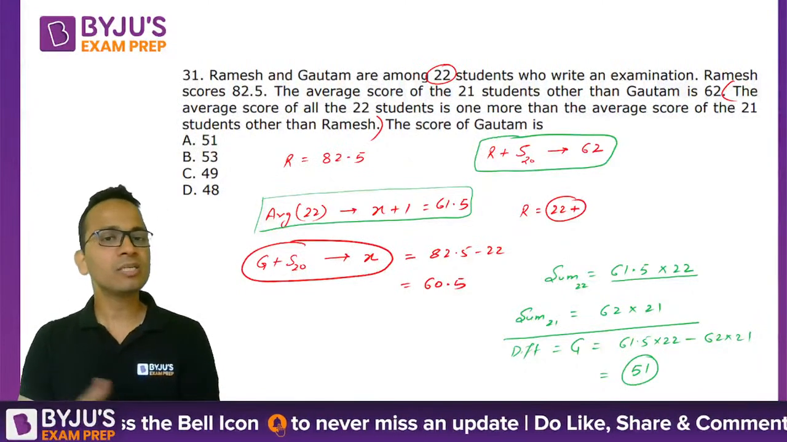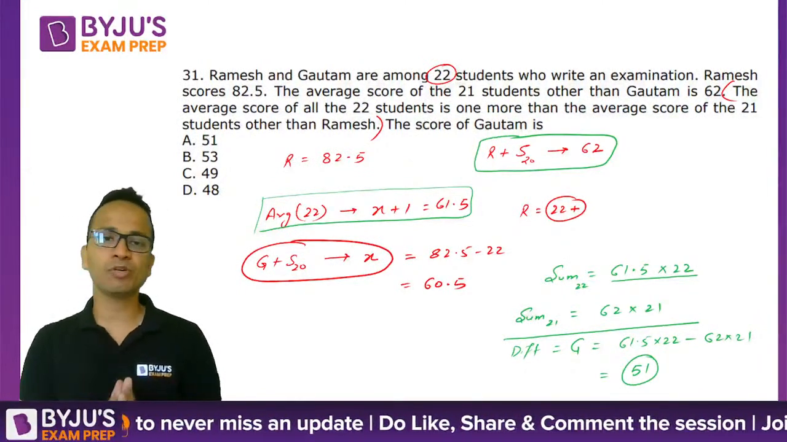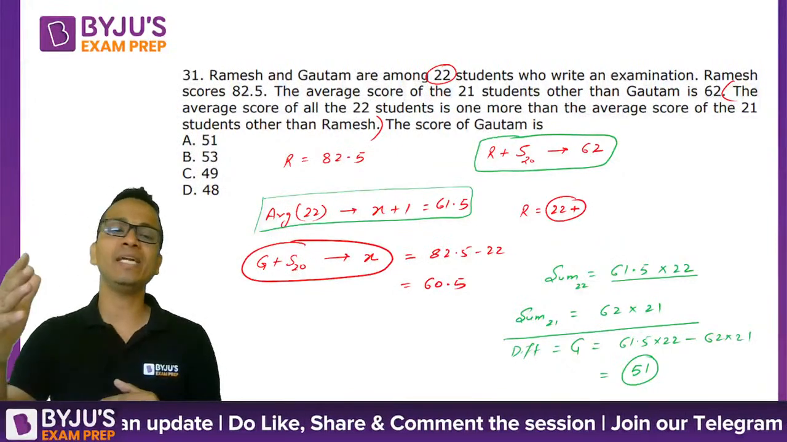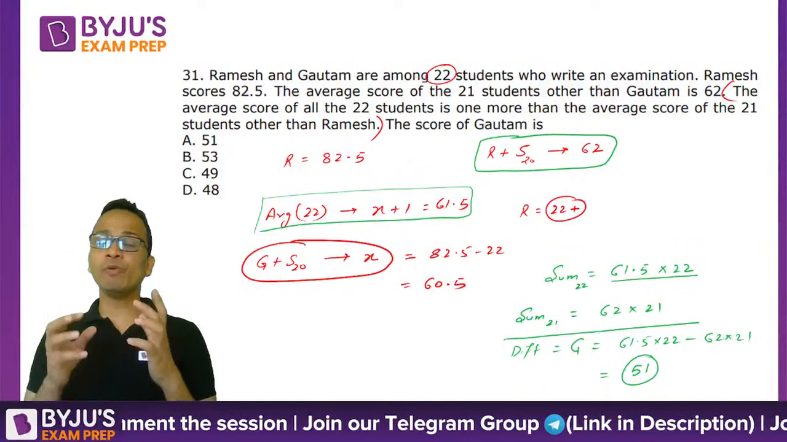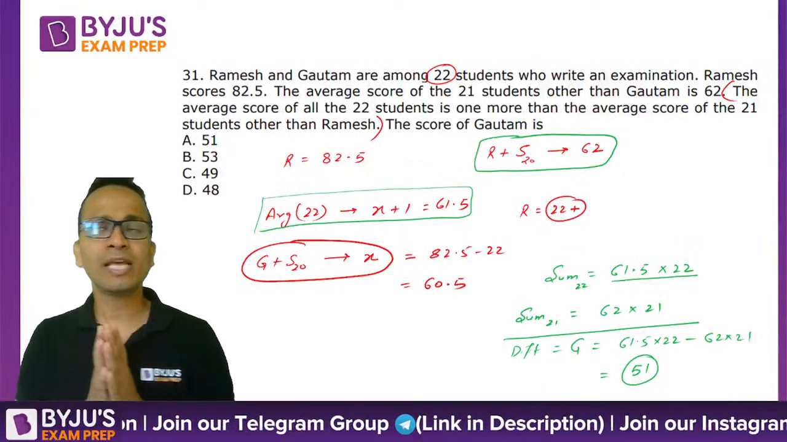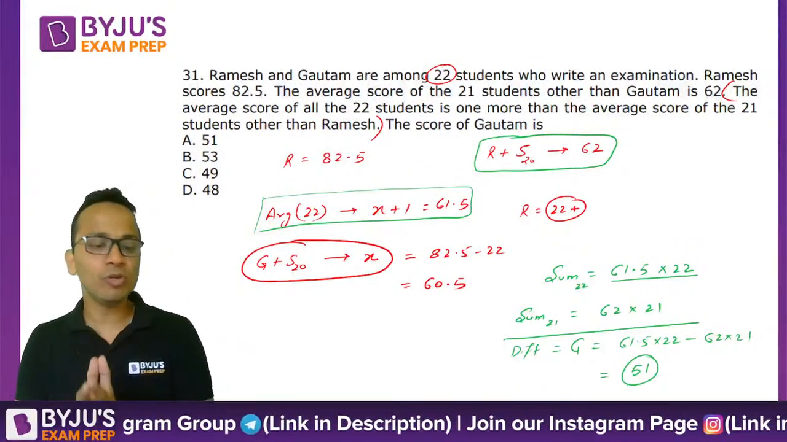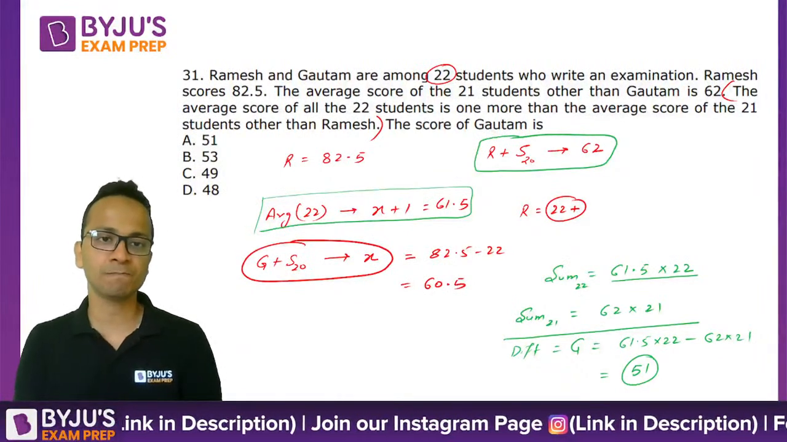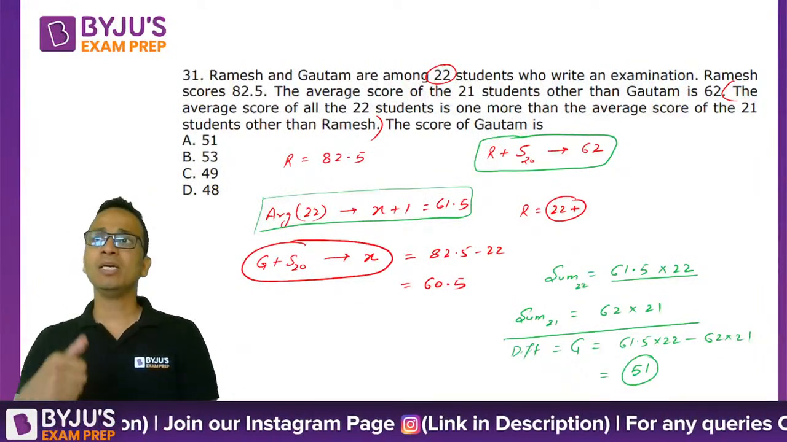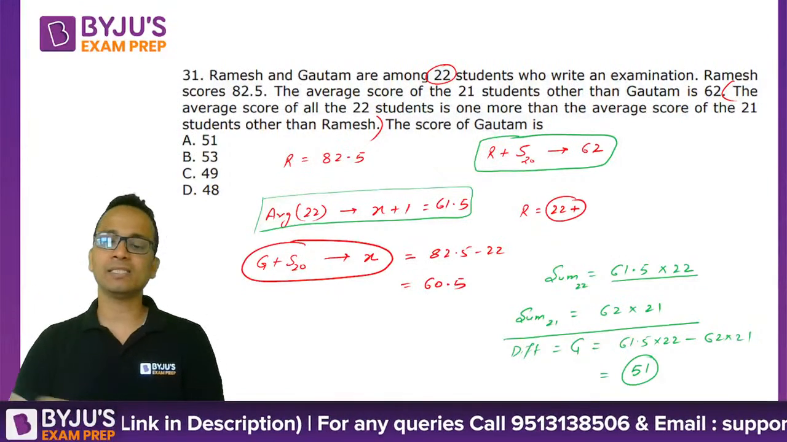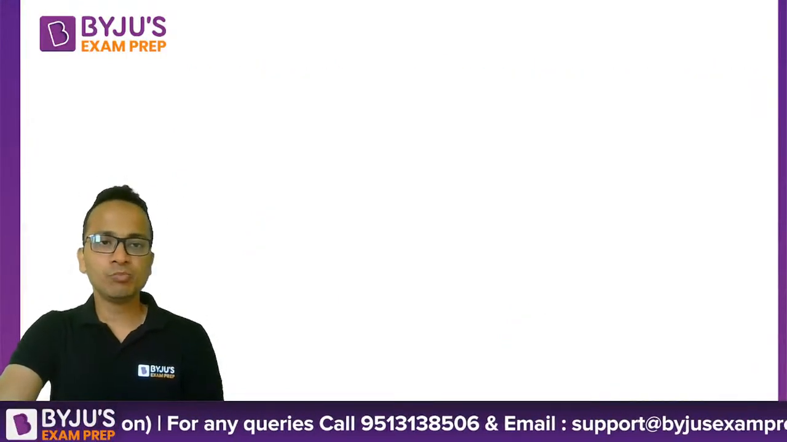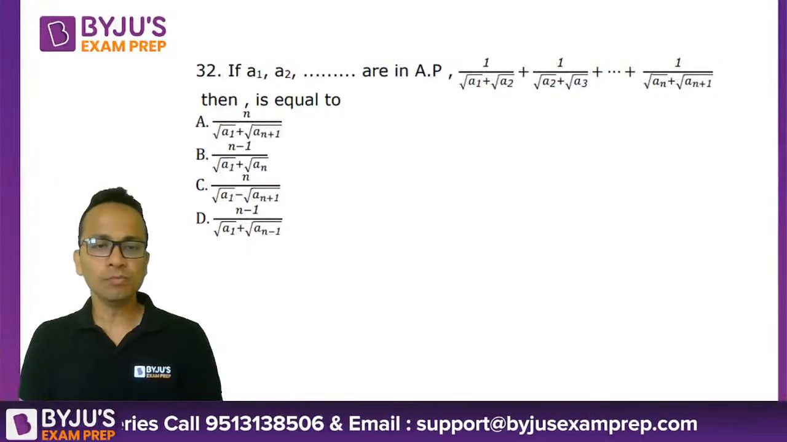Now this concept that I told you is a very common concept of averages. When one student enters the class or one student leaves the class, you will find this type of concept used in some of the very regular, very basic questions of averages. So it is a very important concept, used as a shortcut. Please understand this concept. Okay, now let's move on to question number 32.